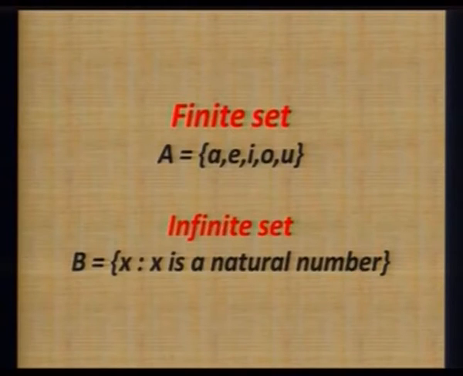For example, a finite set is A equal to {a, e, i, o, u}. Here in this particular example of set A, it is quite possible to count all the elements. Elements are 5. So in any set, if we are able to find out the total number of elements, we say the set is finite. Or if we are not able to count the elements, then it is an infinite set, as it appears in another set, which is B equal to {x : x is a natural number}. And we know natural numbers are infinite in counting.